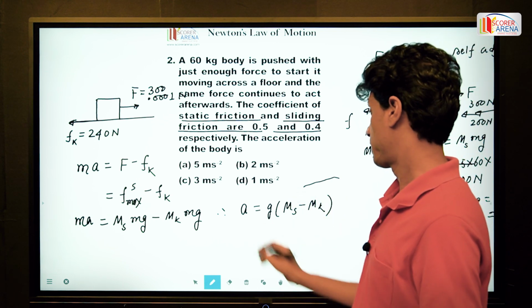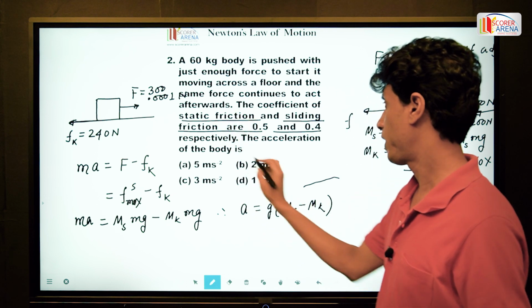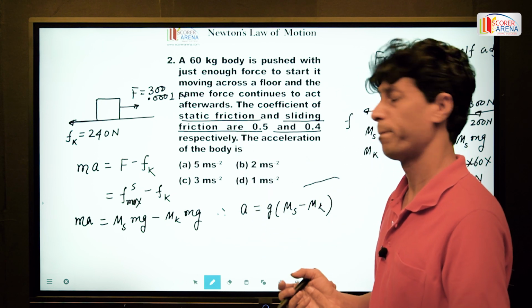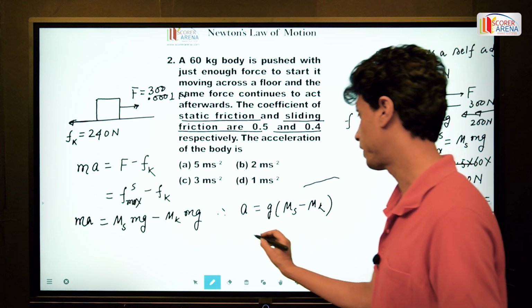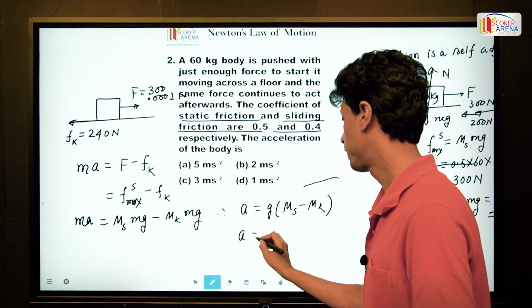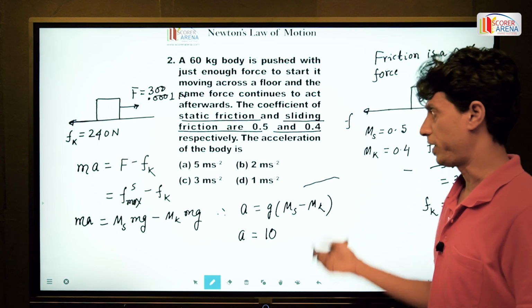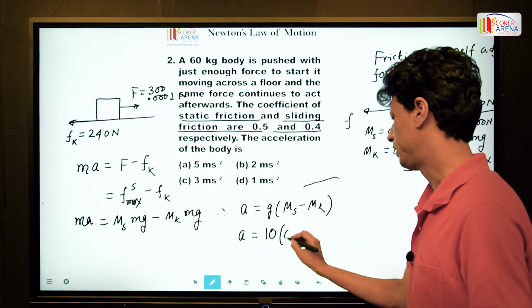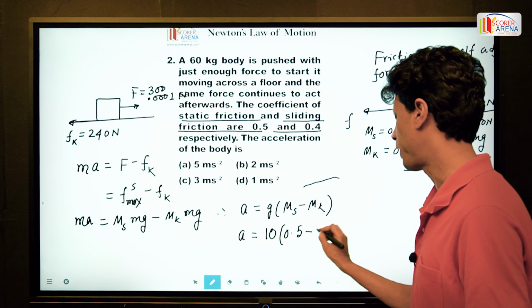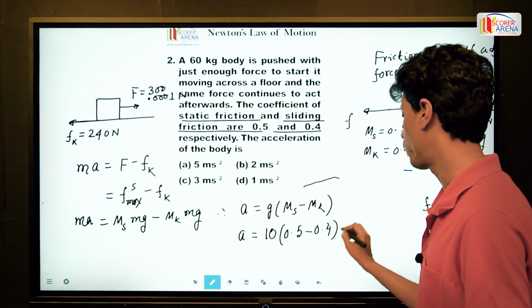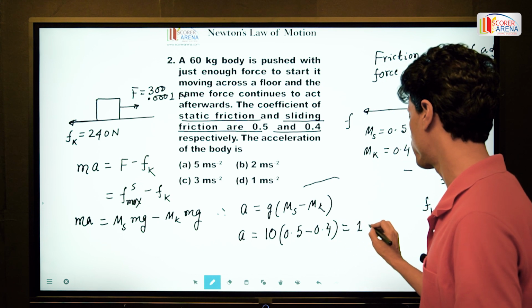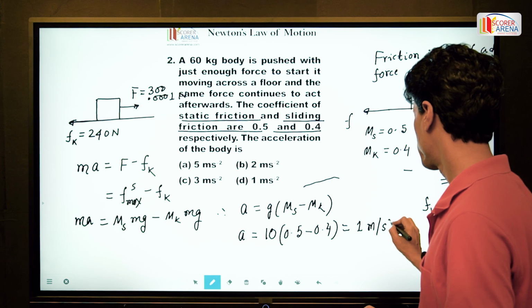and mu s is 0.5 and mu k is 0.4. So we can find the acceleration here. By default, if we take the value of g as 10, and this is 0.5 minus 0.4, therefore the acceleration is 1 meter per second square.